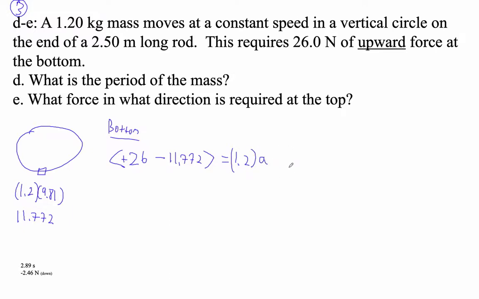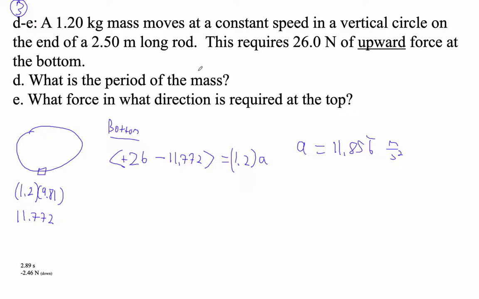So we can figure out the centripetal acceleration. At the bottom, 26 minus that 11.772, divided by 1.2. So the acceleration is 11.85 and a lot of sixes meters per second squared.